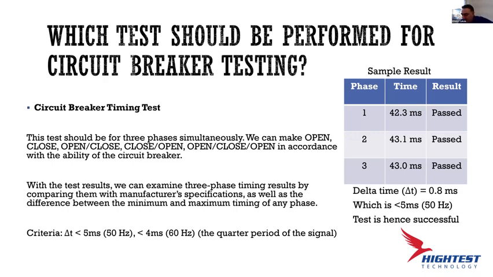On the right side, you can see a sample result for the three phases. Phase 1 is 42.3, phase 2 is 43.1, and phase 3 is 43 milliseconds. The delta time, which is the difference between the higher and the lower timing, is 0.8 milliseconds, which is smaller than 5 milliseconds, our delta time limit. So we can say that the test is passed and successful.